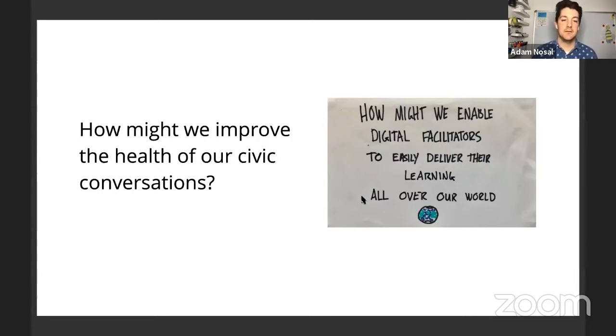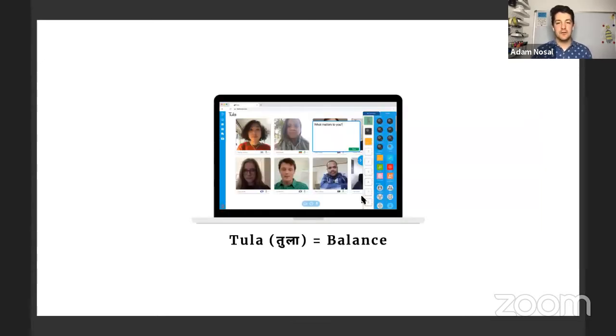So how might we improve the health of our civic conversations, for example? And how might we enable digital facilitators to easily deliver their learning all over the world? And that's where Tula was born out of. And what we've been trying to do, with the learning that we've gained from convening individuals but also digital democracies, is to create a place where citizens can gather, and the hosts of that gathering have the agility to hold various different types of discussions in that space, but also to work on various different things.